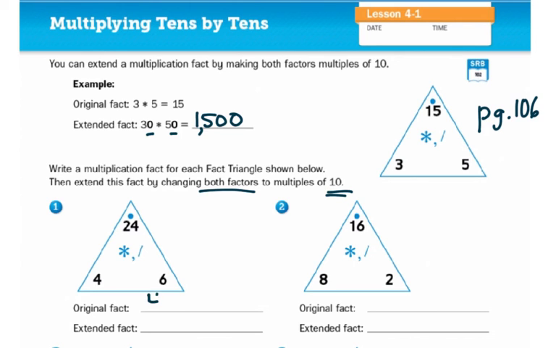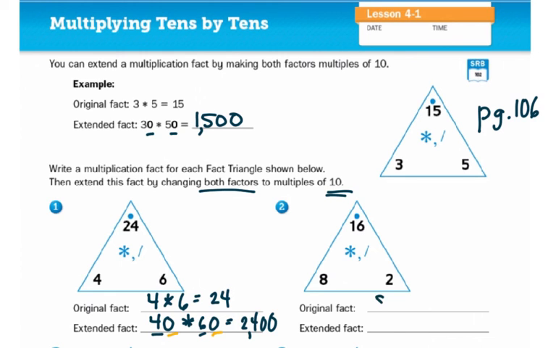So the original fact is 4 times 6 equals 24. Now we're going to extend the 4 and make it a multiple of 10 by saying 40. Then extend the 6 to make it 60. 4 times 6 is 24. Then I count my zeros. There's 1, 2. I add 2 to my product. The answer is 2,400 when you multiply 40 times 60.